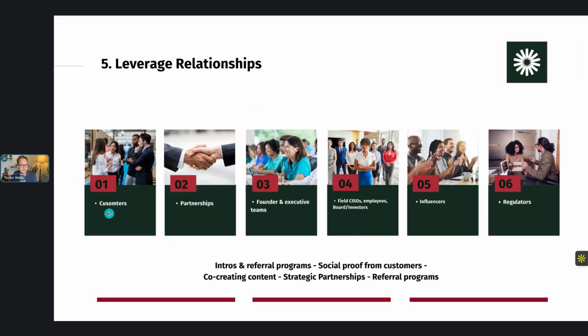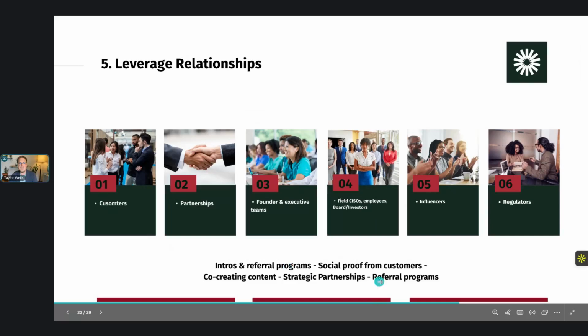Sorry for my spelling error on customers there, but: customers, partnerships, founders, executives, field CISOs, employees, board members, influencers, regulators, customers being number one, right? And these are some of the things you can do. You can do intros and referral programs. You can do social proof from customers. You can co-create content, do strategic partners, referral programs. There's all sorts of fun things you can do in all these buckets.